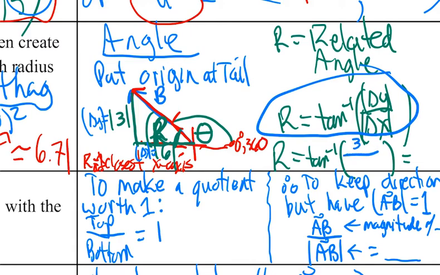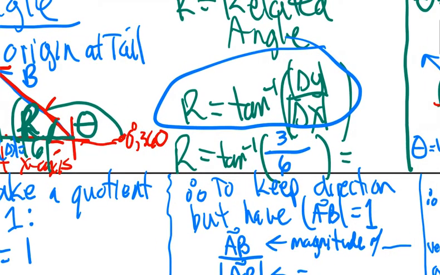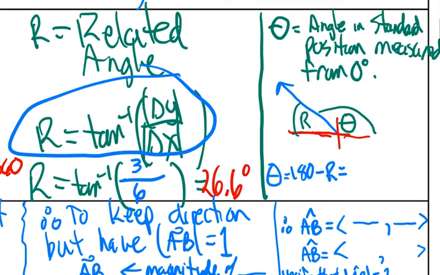Absolute value of delta x is 6. Okay, so you're going to do that calculation. What is tan inverse of 3/6, or 1/2? The tan inverse of that is 26.6 degrees. Okay, so that little angle there is 26.6.